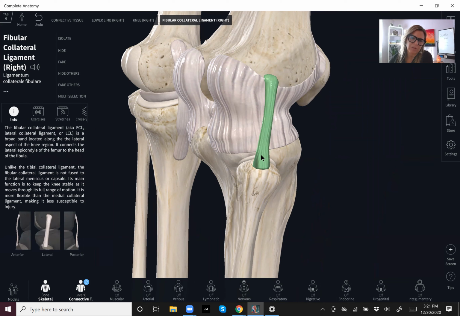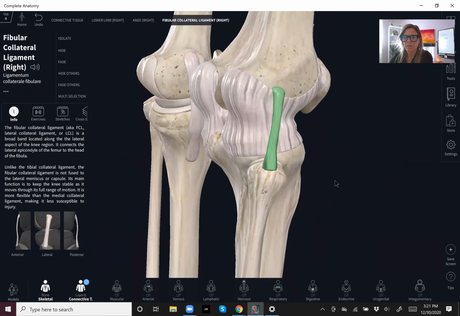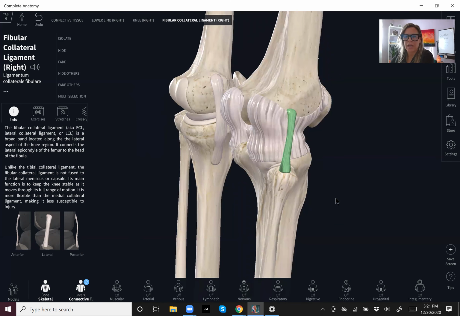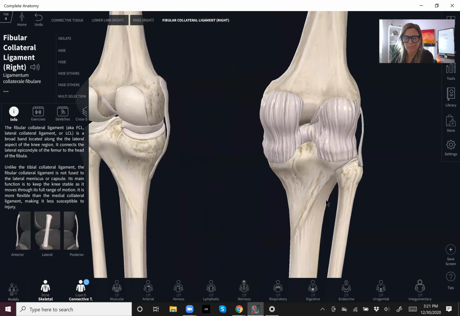It connects from the femur down to the fibula, the smaller of the two bones in the lower leg. Good. Now, the other ligaments I want you to look at. Now, you really won't have to remember any more than that.